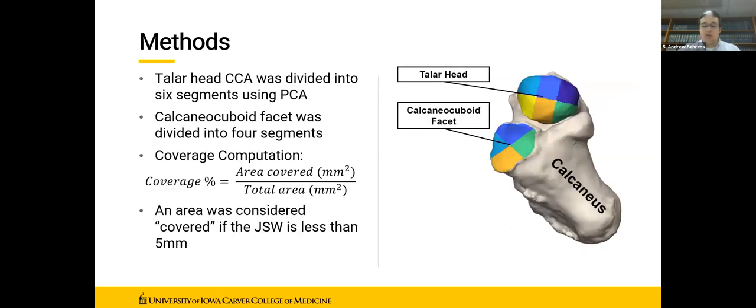To evaluate where subluxation may be occurring, we divided the talar head and the calcaneocuboid facet into 6 and 4 segments, respectively. These segments were defined using principal component analysis. We computed the coverage percent by dividing the area of the surface that had a joint space width of less than 5 millimeters by the total area of the surface.